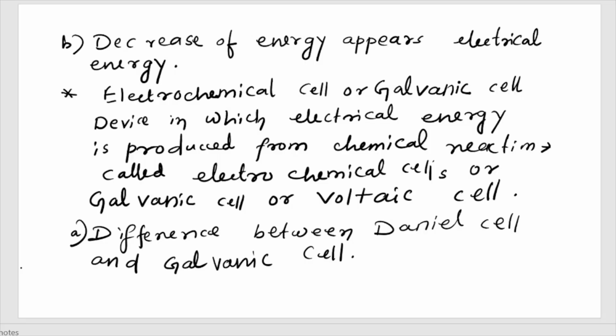Then what is meant by electrochemical cell or galvanic cell? You try to know what is an electrochemical cell. A device in which electrical energy is produced from a chemical reaction. That is the electrochemical cell, also called a galvanic cell or voltaic cell. Why? Because here electric energy is produced from the reaction.